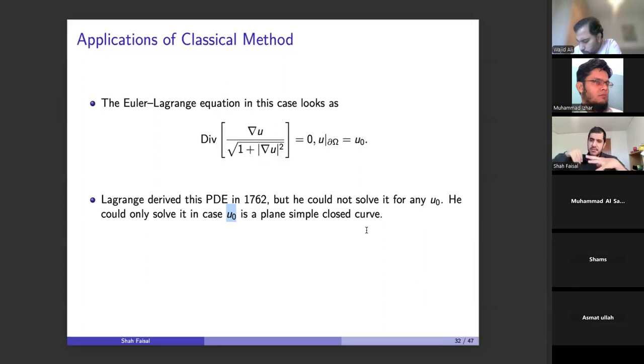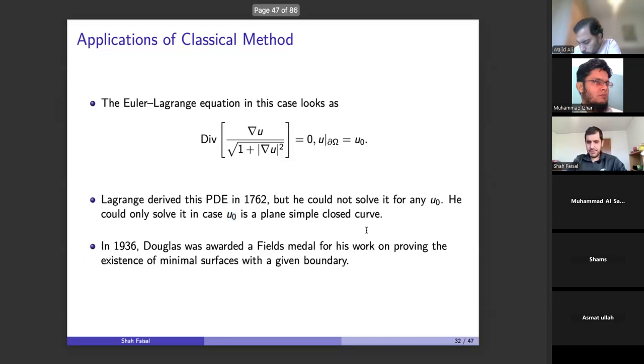But if you take the curve to be going somehow, it has some torsion, for example, then the PDEs become very complicated to solve. And Douglas basically got the Fields Medal in 1936 for proving the existence of a minimal surface with a given boundary. He did it in general cases. Okay.